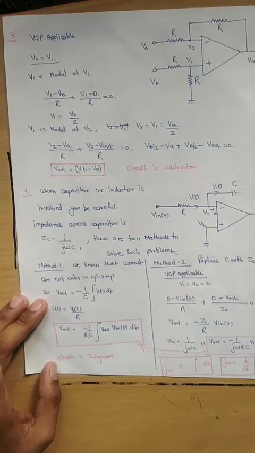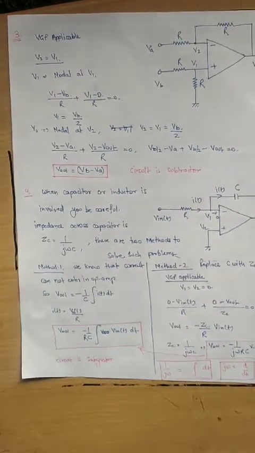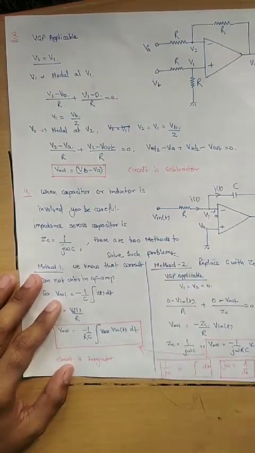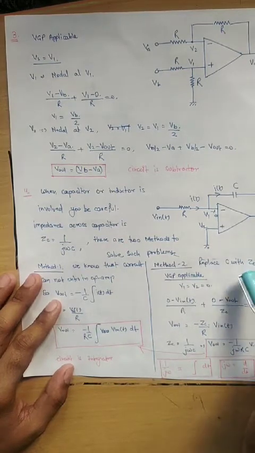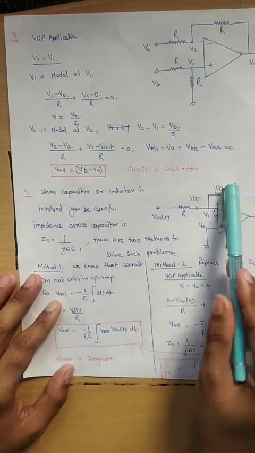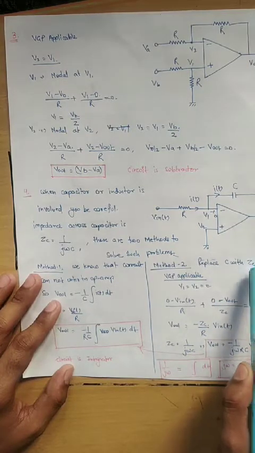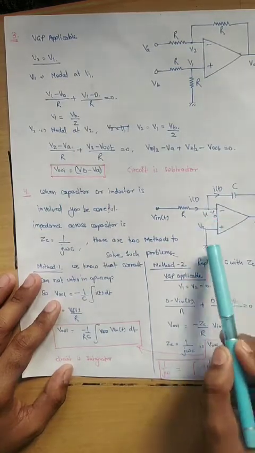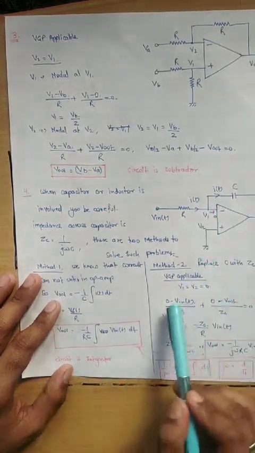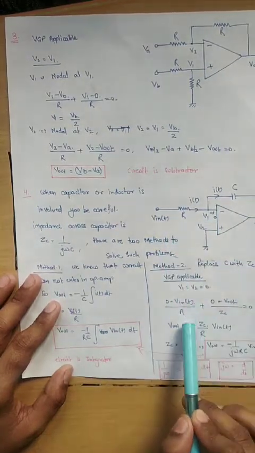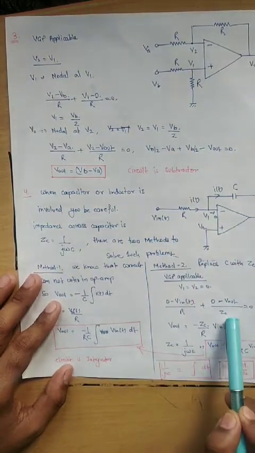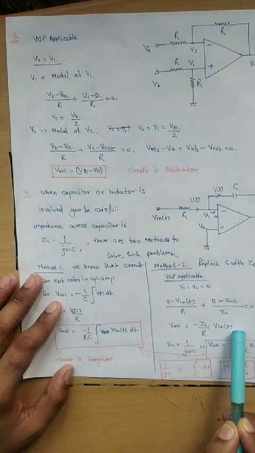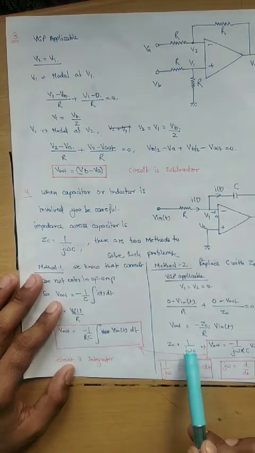Now let us move to the second method. That is more conventional, and we would prefer the second method. First thing is replace C by its impedance. What is the impedance of the capacitor? ZC is 1 by j omega C. VGP is applicable, so V1 is equal to V2. V2 is 0, so V1 is 0. Apply nodal: (0 minus Vin) by R plus (0 minus Vout) by ZC is equal to 0. So Vout is equal to minus ZC by R into Vin. ZC is equal to 1 by j omega C.